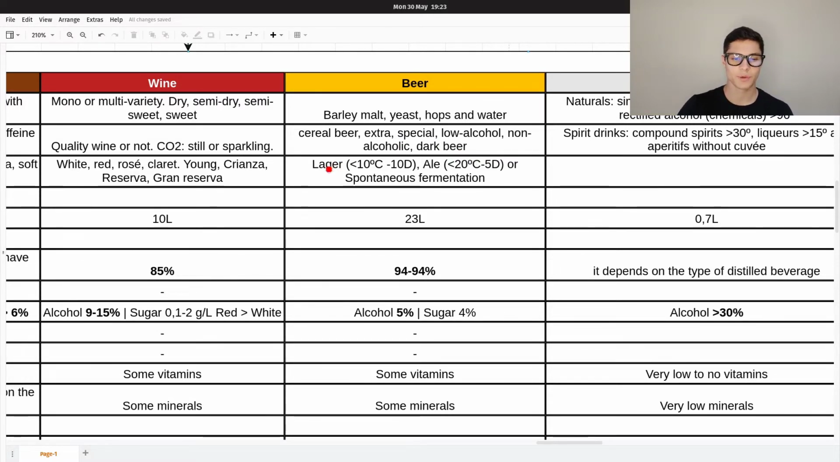In terms of fermentation, we have the lager fermentation, which is less than 10 degrees Celsius for 10 days. And then the ale fermentation, which is a little bit higher in temperature, less than 20 degrees Celsius, and it's 5 days. We can say that the lager is for industry production of beer. The ale is like a more local one, for example, for pubs and bars. And then the spontaneous fermentation can be done maybe in some hometowns. The consumption of beer in Spain is 23 liters, as you can see, more than double of the wine.